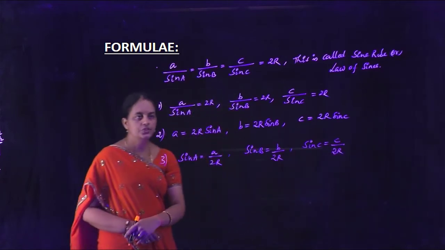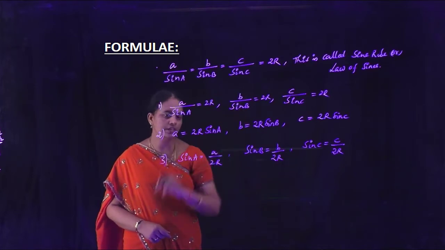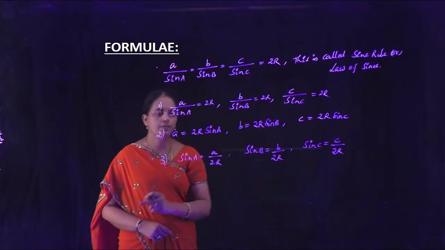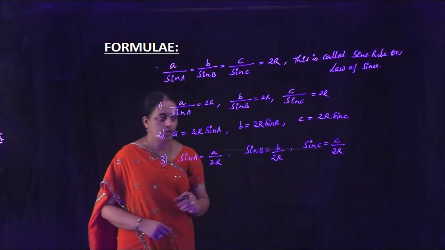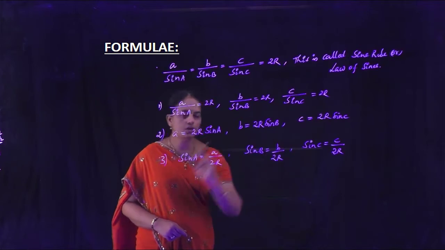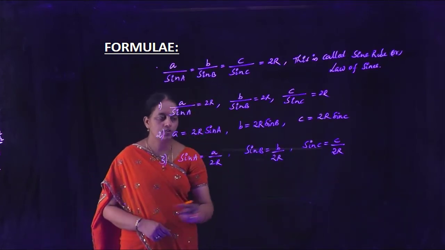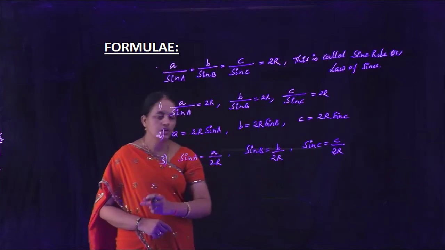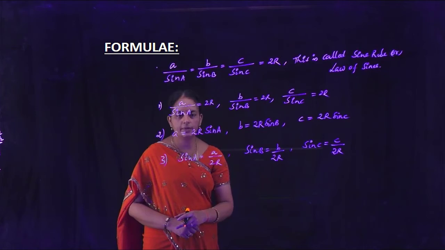First form is a by sin A equal to 2r, b by sin B equal to 2r, and c by sin C equal to 2r. The second form is a equal to 2r sin A, b equal to 2r sin B, c equal to 2r sin C. And the third form is sin A equal to a by 2r, sin B equal to b by 2r, and sin C equal to c by 2r.